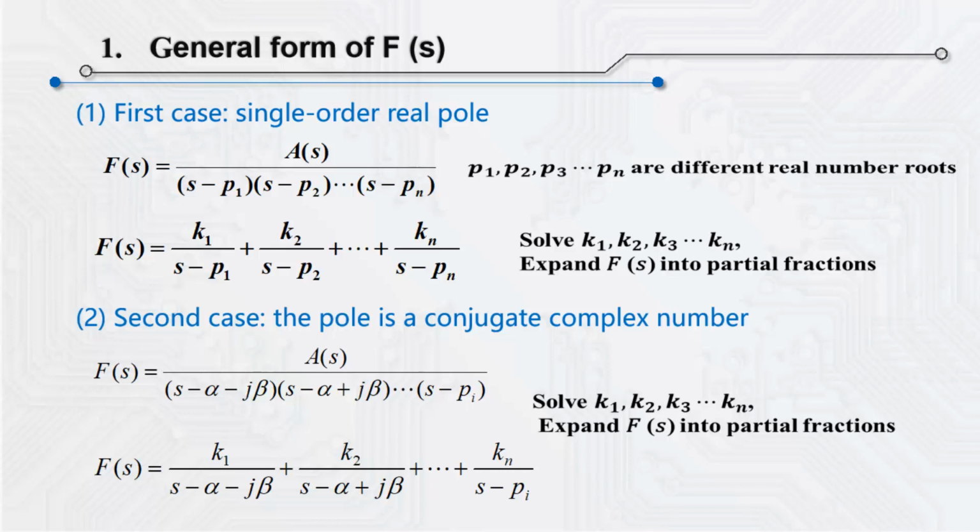Look at the second case, when the poles are conjugate complex roots. At this point, there are roots s equal to alpha minus j beta and s equal to alpha plus j beta. Then F(s) can be expanded into k1 divided by (s minus alpha minus j beta) plus k2 divided by (s minus alpha plus j beta) plus km divided by (s minus pm). If you can solve k1, k2, km, then you can expand F(s) into partial fractions.